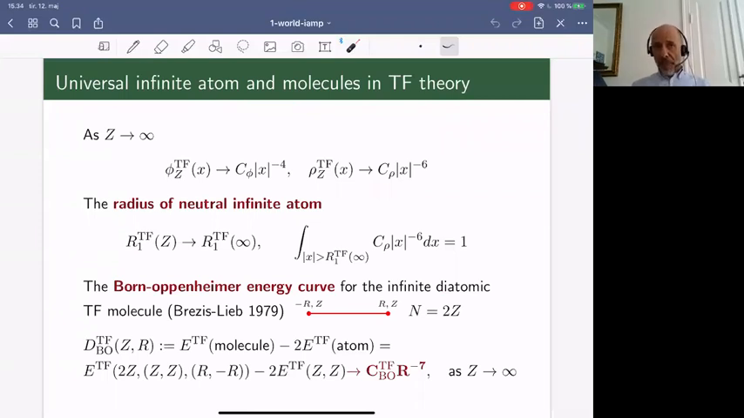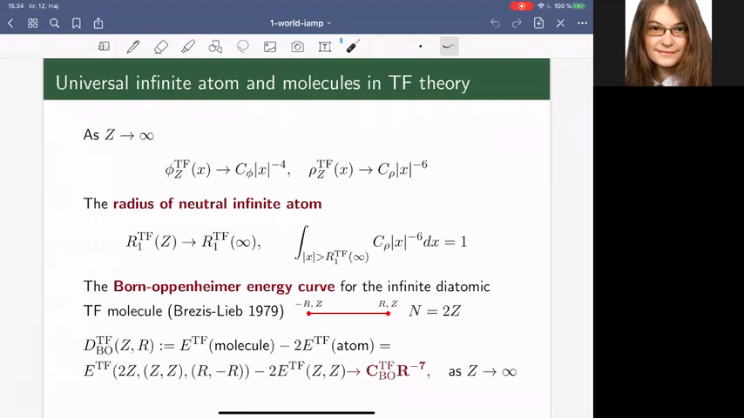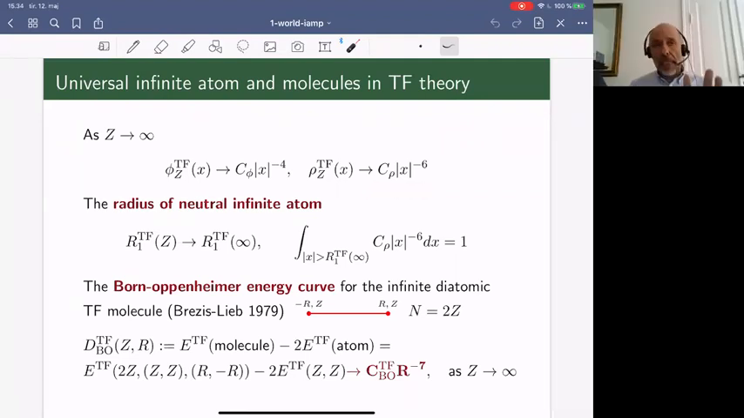Now, I was asked before, what is the decay of the density? In Thomas-Fermi theory, the decay of the density is x to the -6. That's not the same as the decay of the density of real atoms. But notice that as z goes to infinity, we get a limiting density that does not depend on z. It's like the density of an infinite atom. Of course, if I integrate x to the -6 over the whole space, I get infinity. It describes the density of an atom with infinitely many electrons.